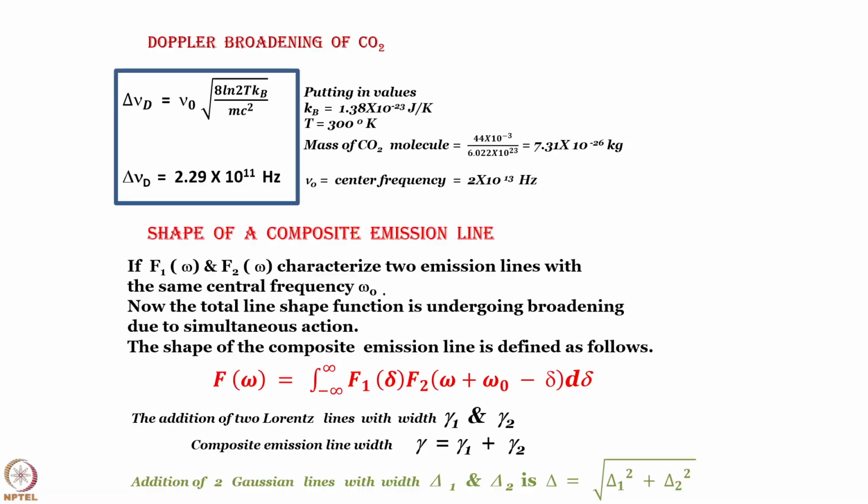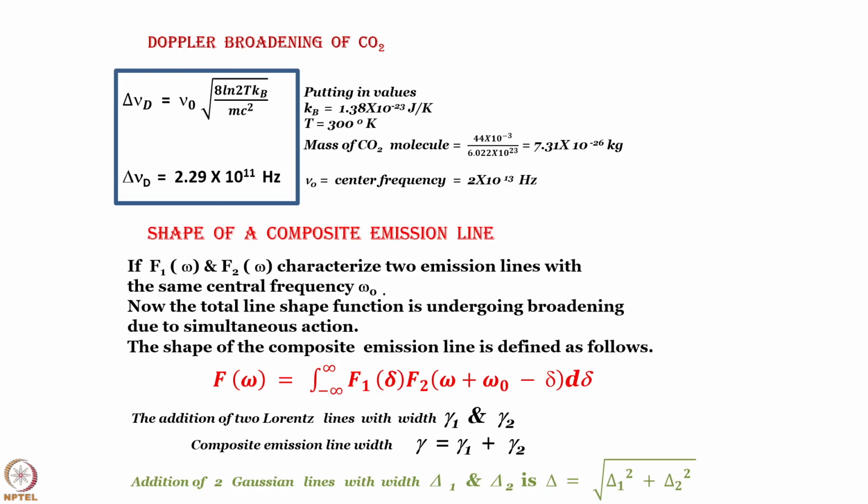Now, here I want to just complete the line broadening. Suppose you have two kinds of broadening. You know, there can be a natural broadening and then there can be Doppler broadening. So, it is a combination of two broadenings, and both of them have different line shape functions. So, how do you know the full width half maximum of a combination of these two broadening lines? The shape of a composite emission line, how would you do it mathematically?